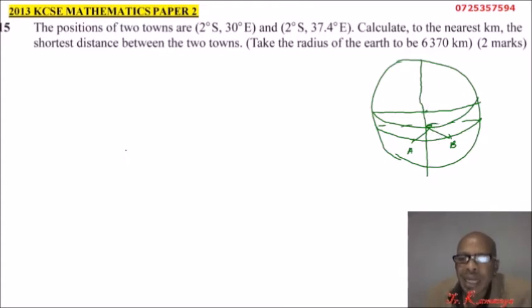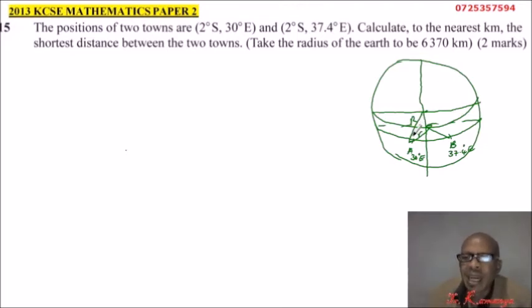We can draw a line here from the center, and this is going to help us get the formula. So here we can say this is the radius of the earth, this is the radius of the arc at 2 degrees. We can say this is 30 degrees to the east, and this is 37.4 degrees to the east. So that's what you get there.